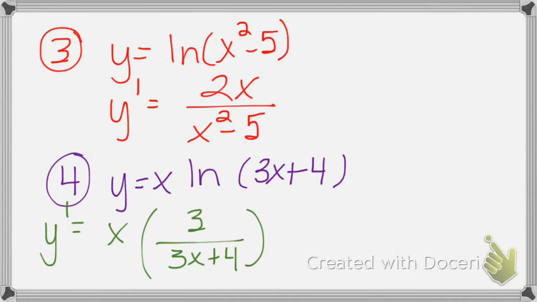So this was first times derivative of the second, plus the second, which is the natural log, times the derivative of the first. The only thing you could do if you wanted to simplify that a little bit is multiply that x, so you can make it 3x over 3x plus 4 plus natural log of 3x plus 4. You cannot cancel the 3x's because you still have that plus 4 on the bottom.